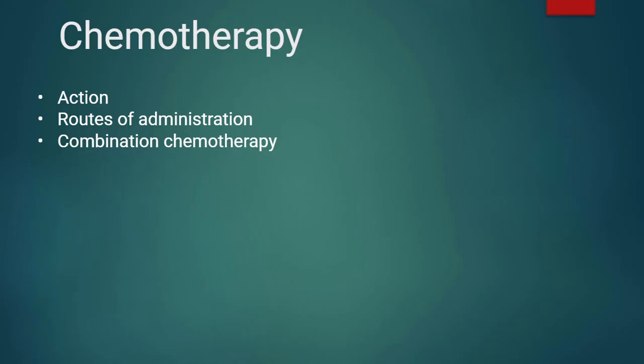Next, the routes of administration. Chemotherapy can be given in several ways. The most common is intravenous, or IV infusion, but it can also be taken orally as pills, injected into muscles or under the skin, or delivered directly into a body cavity, such as the bladder or abdomen.